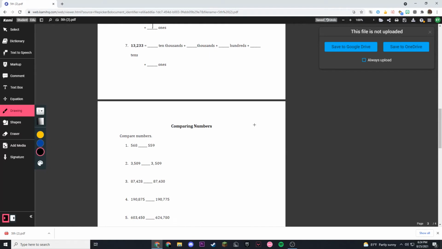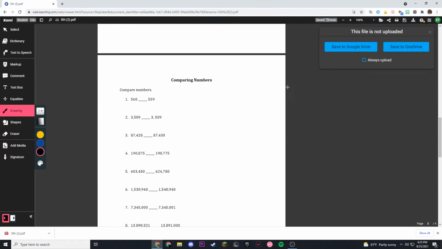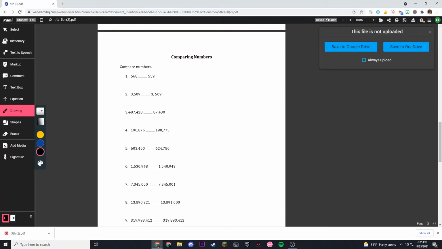Next, for the next page, we're going to be comparing numbers. Let's try number 3. When comparing numbers, we always start from the left of each number and then go all the way to the right. So, first we have an 8, but this is also an 8, so we need to continue going to the right until we have a different number. These 7s are also the same, and the 4s are the same.